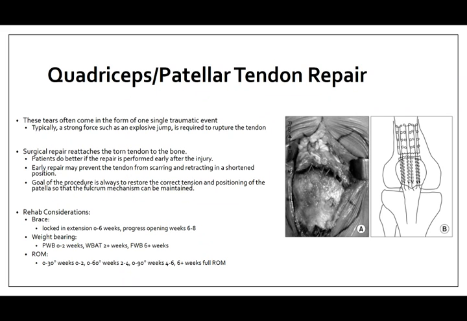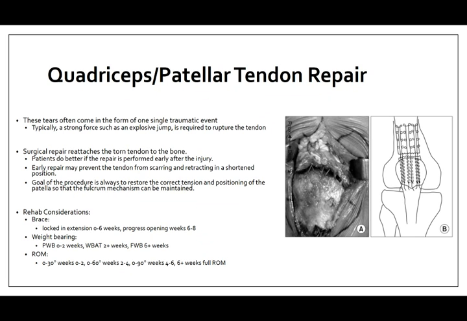An early repair may prevent the tendon from scarring and retracting in a shortened position, just like we know a Popeye deformity would with a biceps brachii tendon tear. We don't want it to retract. The goal of the procedure is always to restore the correct tension and positioning of the patella so that the fulcrum mechanism of the knee can be maintained for proper function.